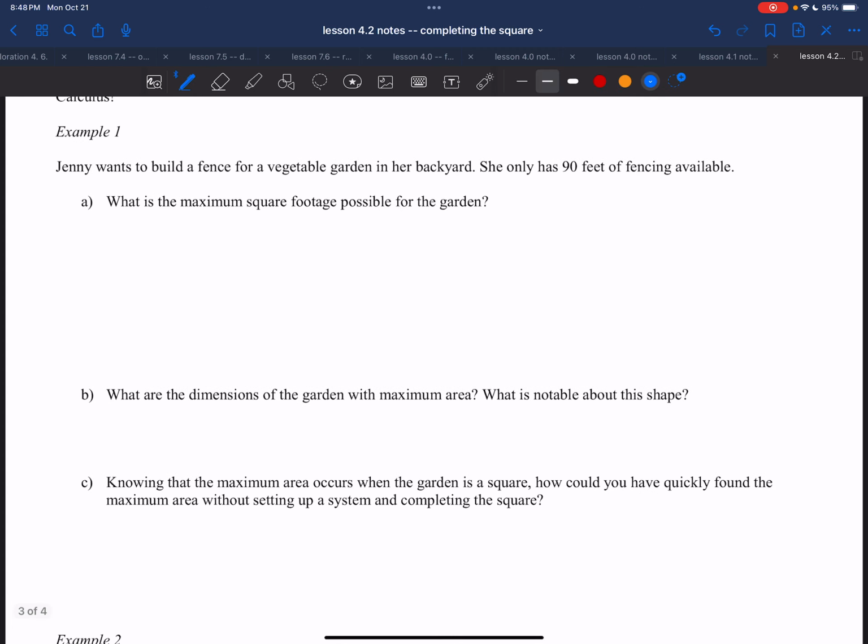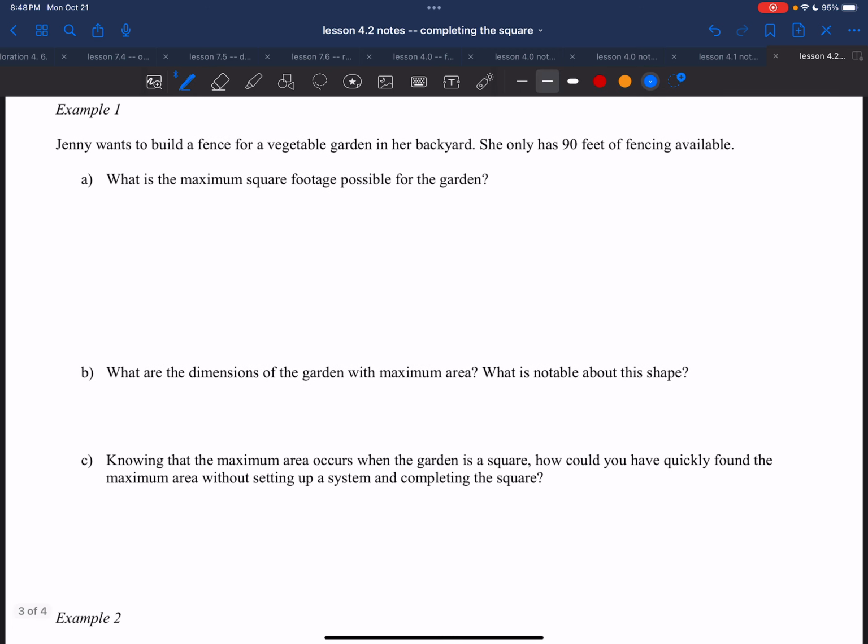Okay, so let's start with example 1. It says Jenny wants to build a fence for a vegetable garden in her backyard. She only has 90 feet of fencing available. What is the maximum square footage possible for the garden? I've got 90 feet of fencing available, and the question is, what is the maximum square footage? And there are no hints or indication how in the world I'm supposed to do this.